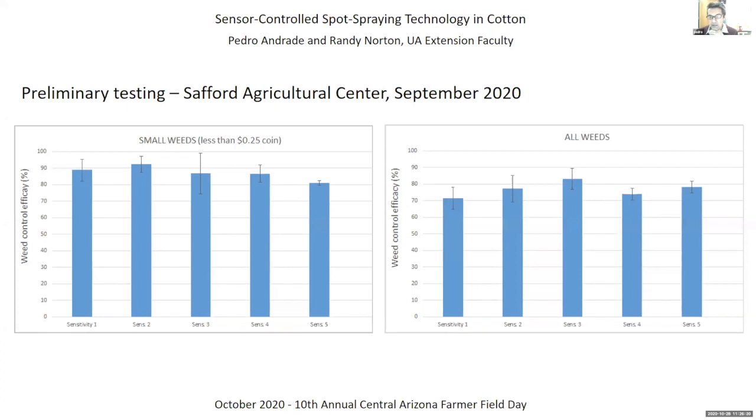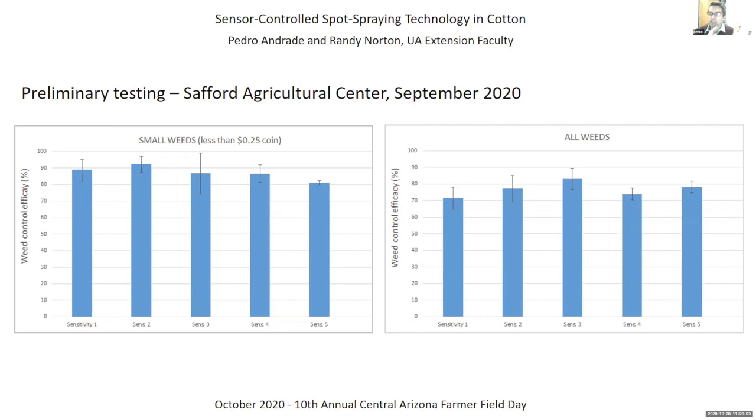Again, I'm saying this as a set of preliminary results. We want to share it with you to give you a sense of the work that we're doing, but just bear in mind, it's still preliminary. These results are coming from the Safford Ag Center. Randy Norton conducted this test. The graph on the left is only for small weeds. What's the control efficacy of this system?